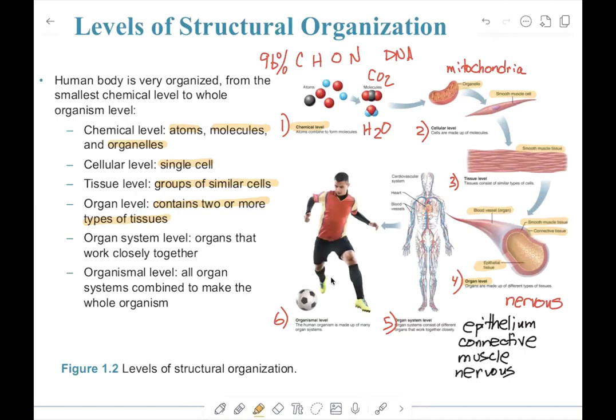So the next level is the organ system level, and these are organs that work closely together for a common function. So the example that they show in this diagram here is the cardiovascular system, which has the heart and the blood vessels. So one of the things that you'll need to master for this chapter is knowing the various organ systems, the main components, and their general function. That's all you need to know about them at this point. In later chapters, you'll have entire chapters on each system. And finally, at the organismal level, it's obviously the most complex, and it's all organ systems that are working together to make the whole organism.